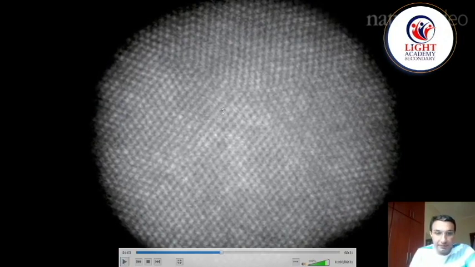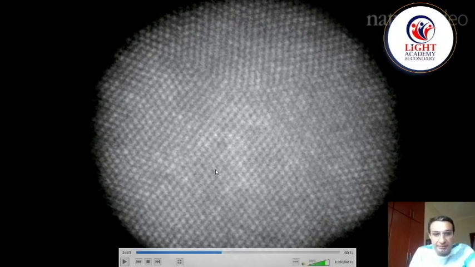This is a small part of platinum metal, and each small dot you can see there, there are 27 dots in this small part of platinum, and each of them is an atom of platinum.